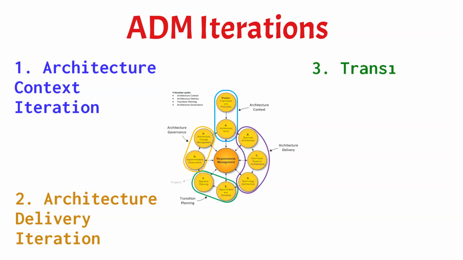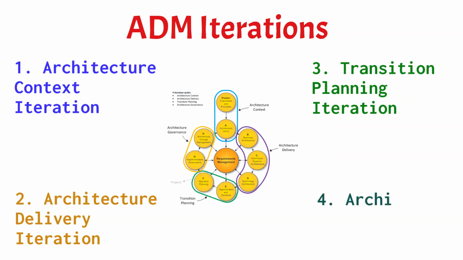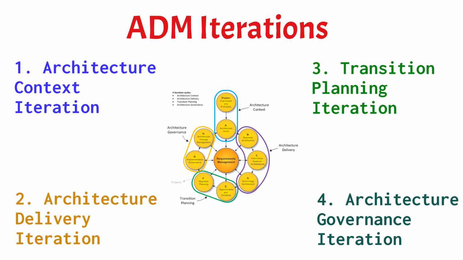The third is the transition planning iteration, a set of steps where we begin to deploy or plan to deploy what we have designed. And the fourth is the architecture governance iteration, which provides guidance on how we align with our company's policies and standards.